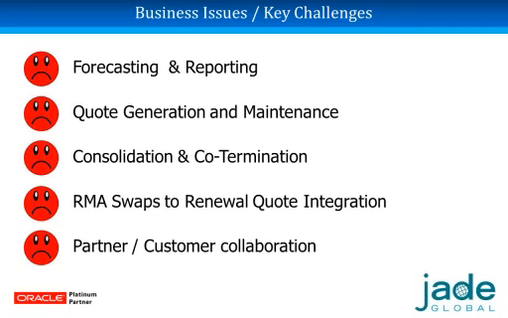The second pain point is quote generation and maintenance. Companies typically access 2 to 3 different systems to prepare a single renewal quote. This has been a problem to the renewal teams when the time comes for the renewals. The next one is consolidation and co-termination. Customers ask for consolidation and co-termination of contracts at the time of renewals, and if the systems are not integrated very well to address this requirement, then renewal reps end up sending inaccurate and inefficient quotes.